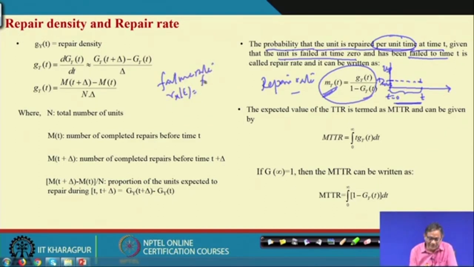There we say f(x,t) by r(x,t). What is r(x,t)? r(x,t) is 1 minus f(x,t). Here the equivalence is capital F(x,t) is equivalent to G(y,t), and small f(x,t) is equivalent to small g(y,t).